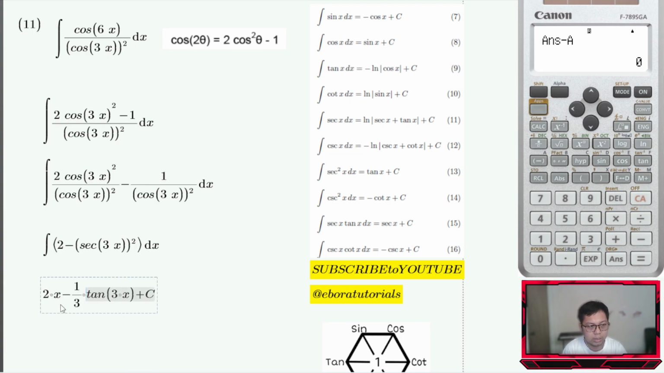So, let's try to check the answer in our book answer key. Number 11. Yep, same lang. Sige, so same pa din.